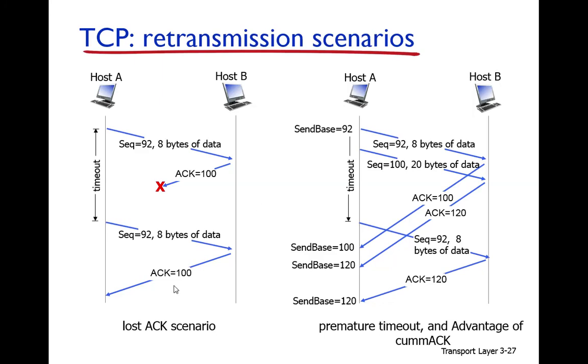So in this case, you can see that acknowledgement 100 is sent twice. But this acknowledgement is received. When this acknowledgement is received, the timer for this packet will be stopped, and host A will assume that this packet has been correctly received.